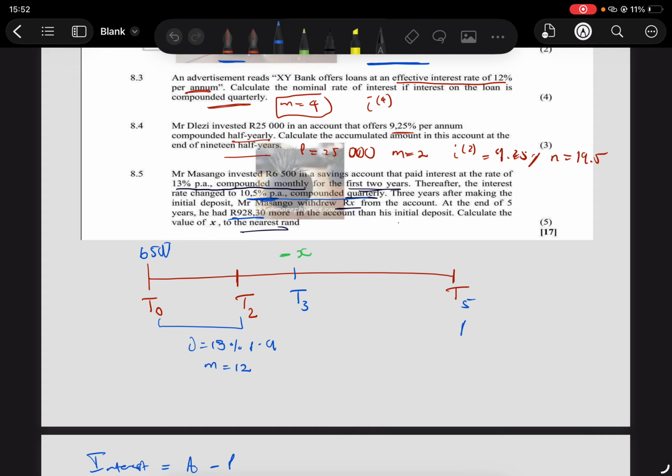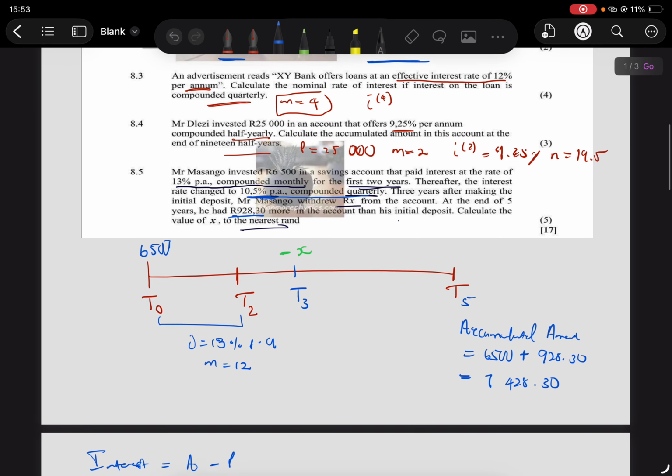In other words, your accumulated amount at the end of 5 years will then be equal to 6,500 plus 928.30, because he had R928.30 more. 6,500 plus 928.30 will then give you 7,428.30 as what Mr. Masango would have at the end of his investment. Calculate the value of X to the nearest rand.